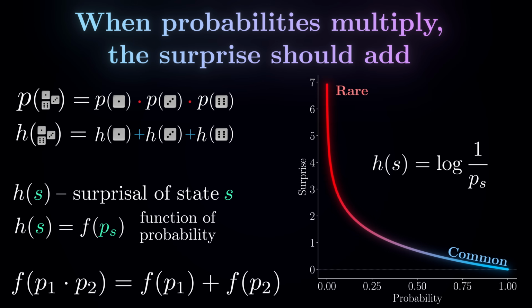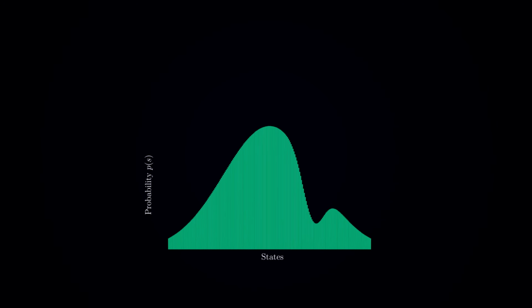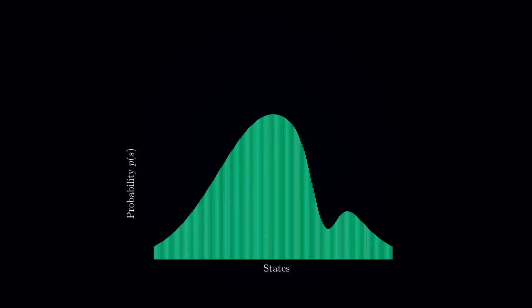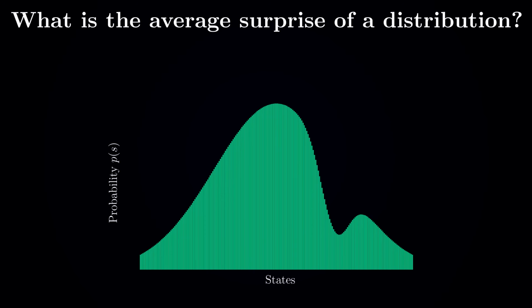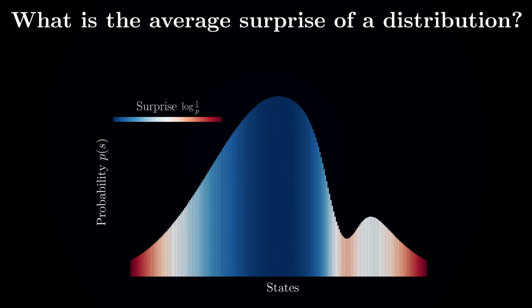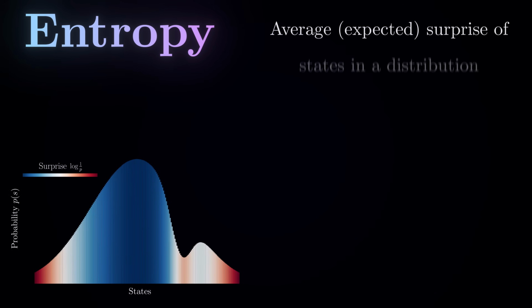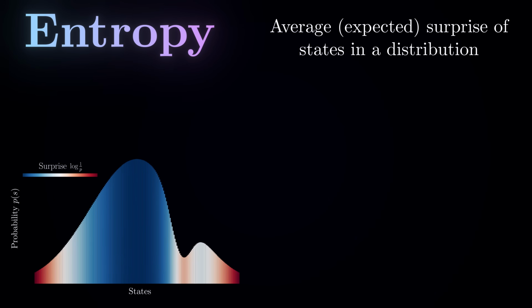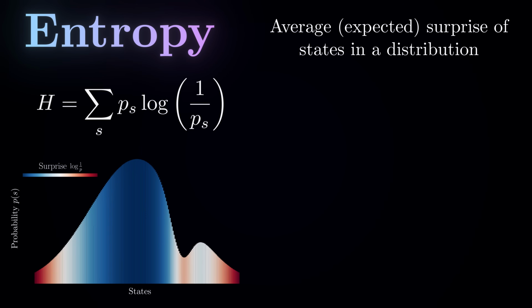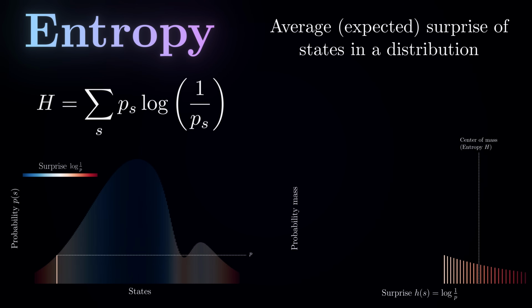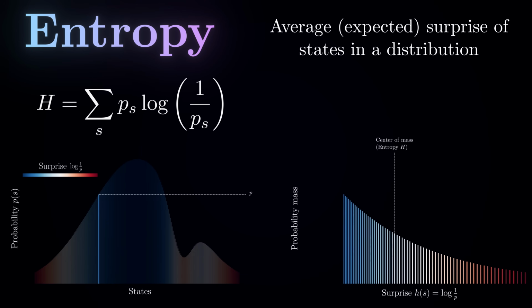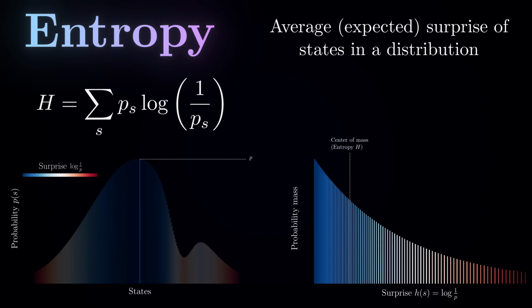Now that each state has its own surprise, we can characterize the entire distribution by finding the average surprise packed into it. This average surprise is what we call the entropy of that distribution. Mathematically, it is expressed in the following way, where we sum over all possible states, multiplying the probability of each state by its surprisal value.